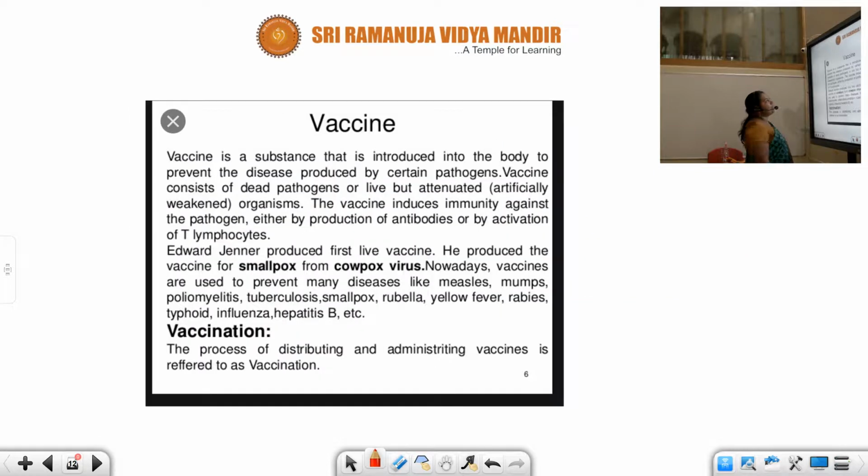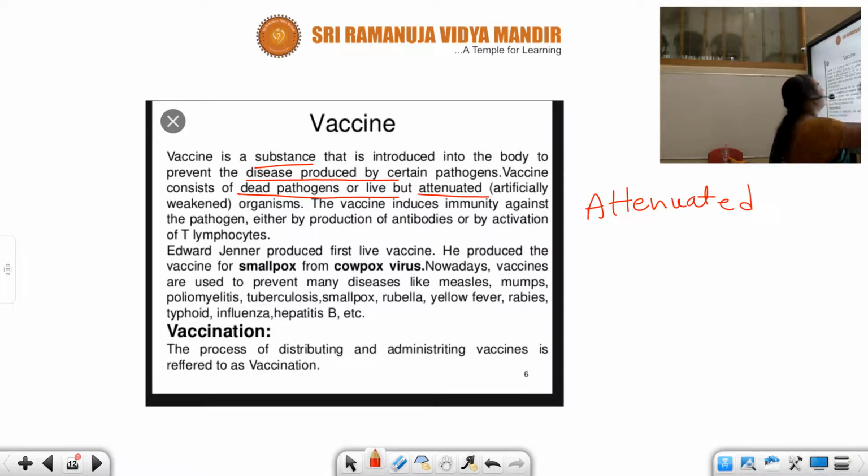Now let us describe the vaccine. A vaccine is a substance that is introduced into the body to prevent the disease produced by certain pathogens. This vaccine consists of dead pathogen or live but artificially attenuated pathogen. Attenuated is very, very important. The vaccine induces immunity against the pathogen either by producing antibodies or by activating lymphocytes.